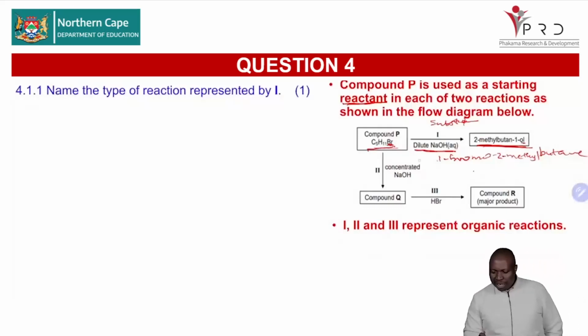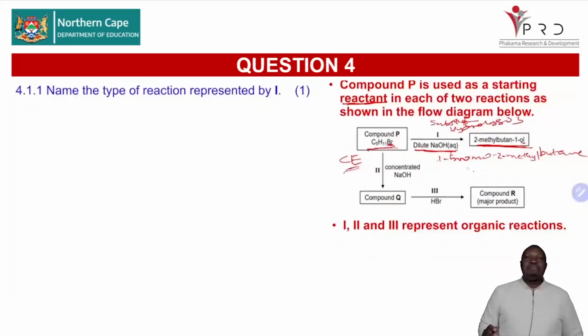Now, when we use concentrated, we said CEDS. We know this concentrated is for elimination. So here we're eliminating, and there we are substituting. So you can see that this is now hydrolysis. The type of substitution is hydrolysis. We use dilute sodium hydroxide and mild heat.